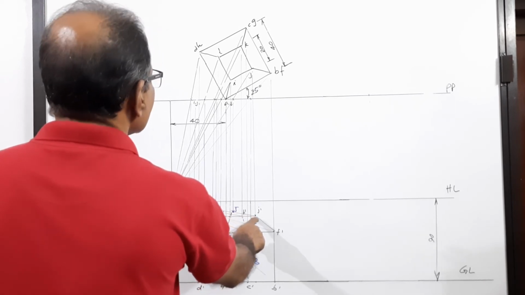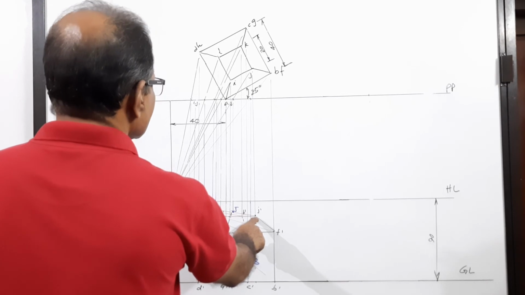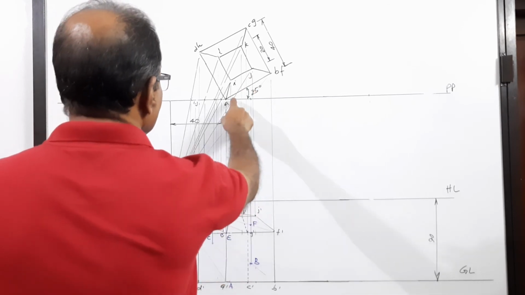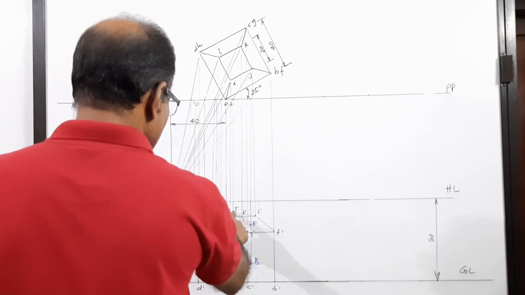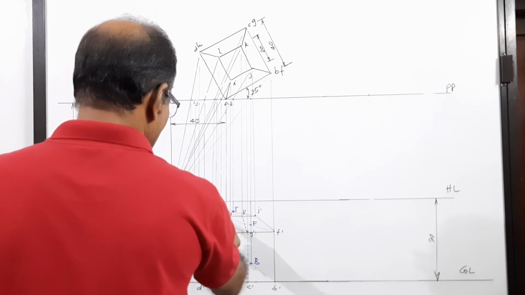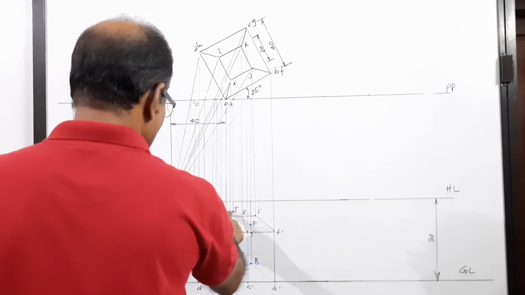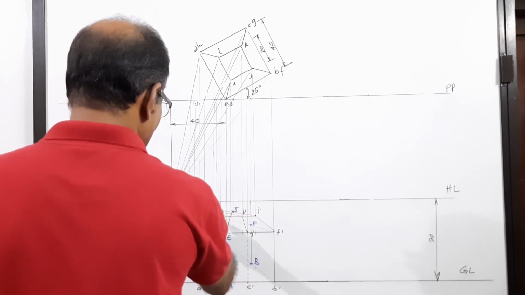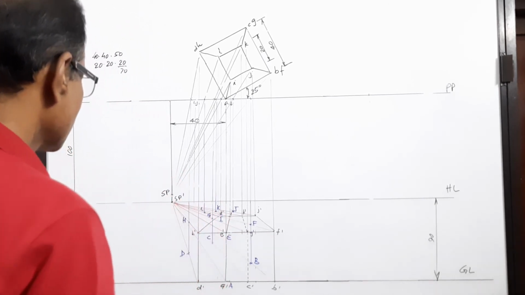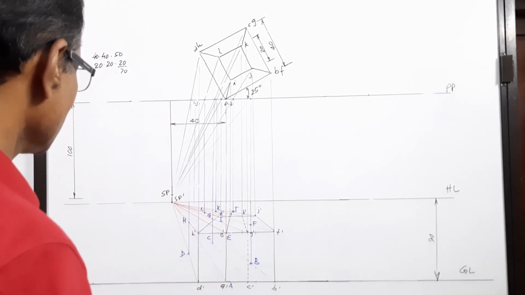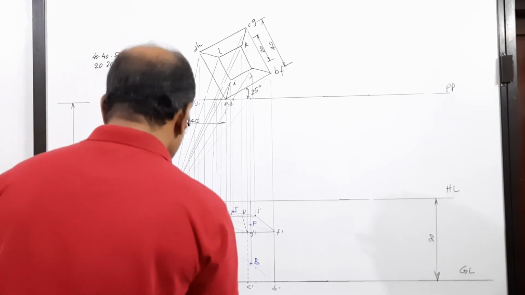J. Where is the intercept of J? This is the intercept of J. J is correct. I, J, K, L. Okay. Something slightly wrong. Okay, let's connect.